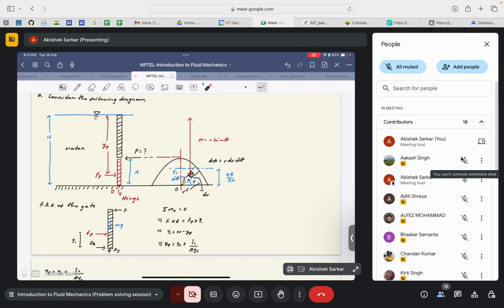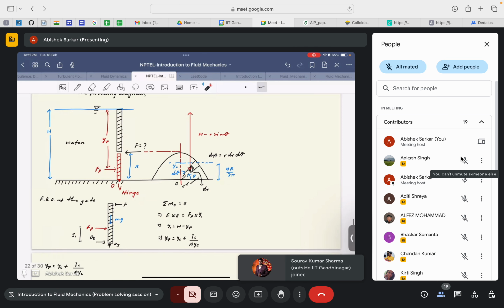So the question is, what will be the magnitude of this particular force F? Okay, and since there are no numerical values given, we have to find an expression for this particular value of F. So I hope the question is clear. So let us look into the solution methodology.